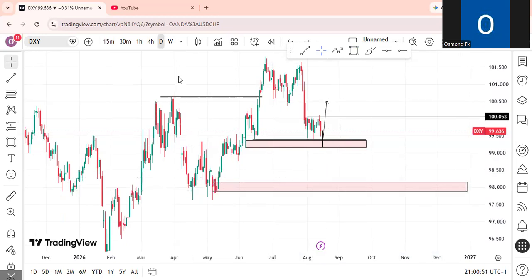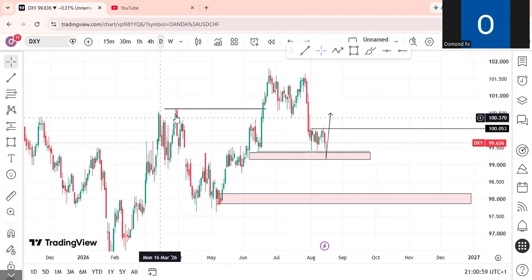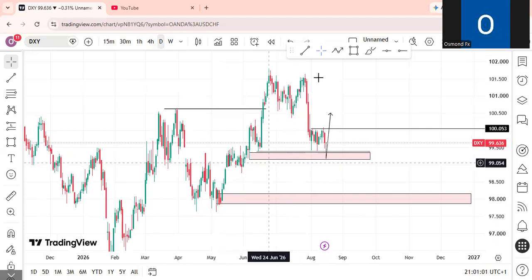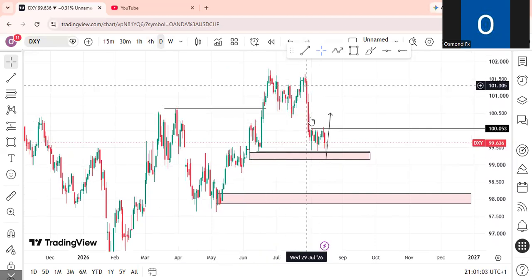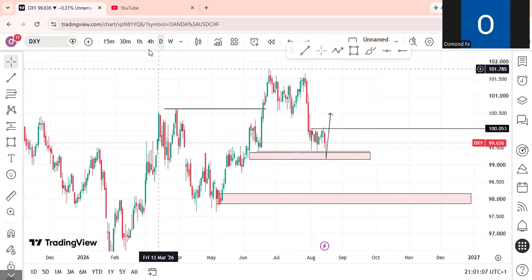From the daily time frame, I spotted a demand zone here. We can see clearly that this high is higher than this. That is a signal that the market is in an uptrend. The market is just temporarily selling, temporarily retracing before we see a buying opportunity.